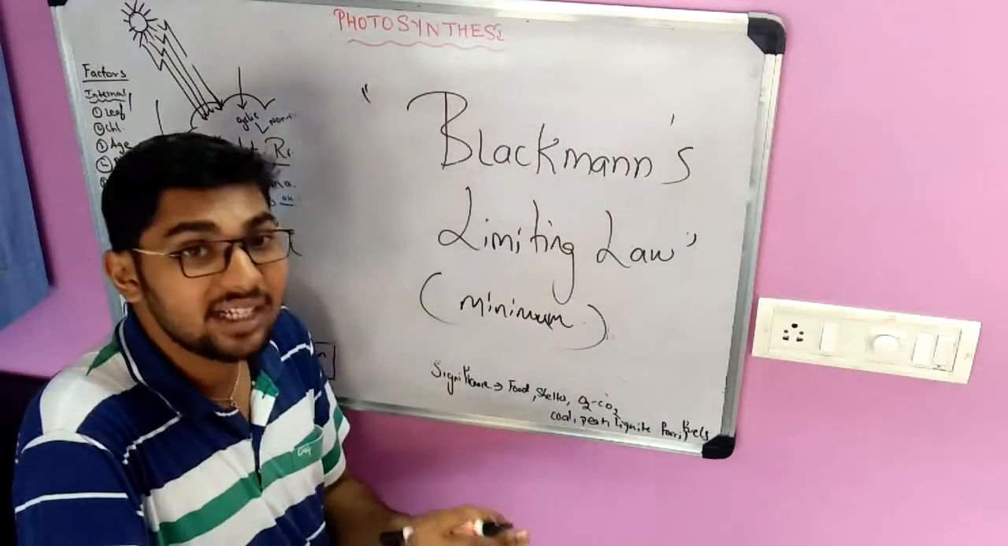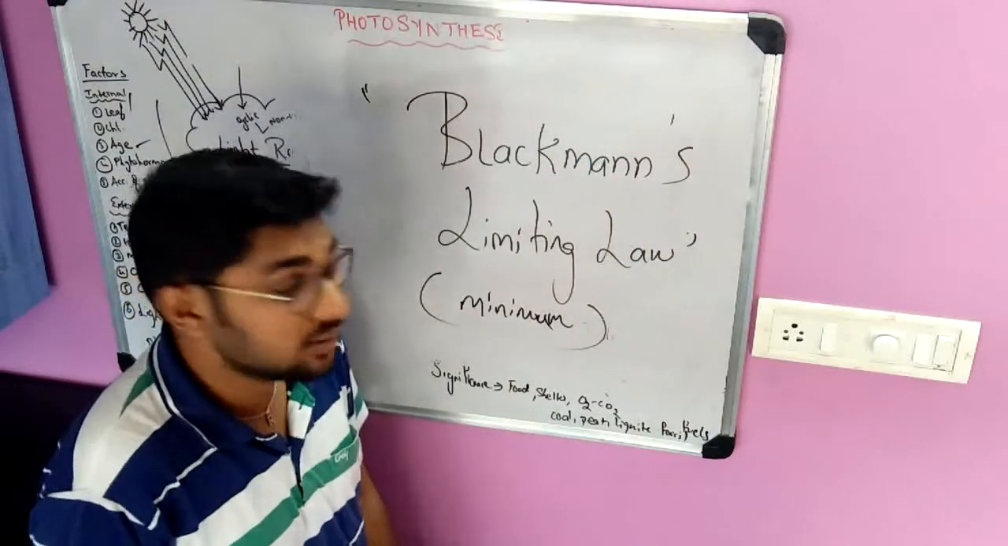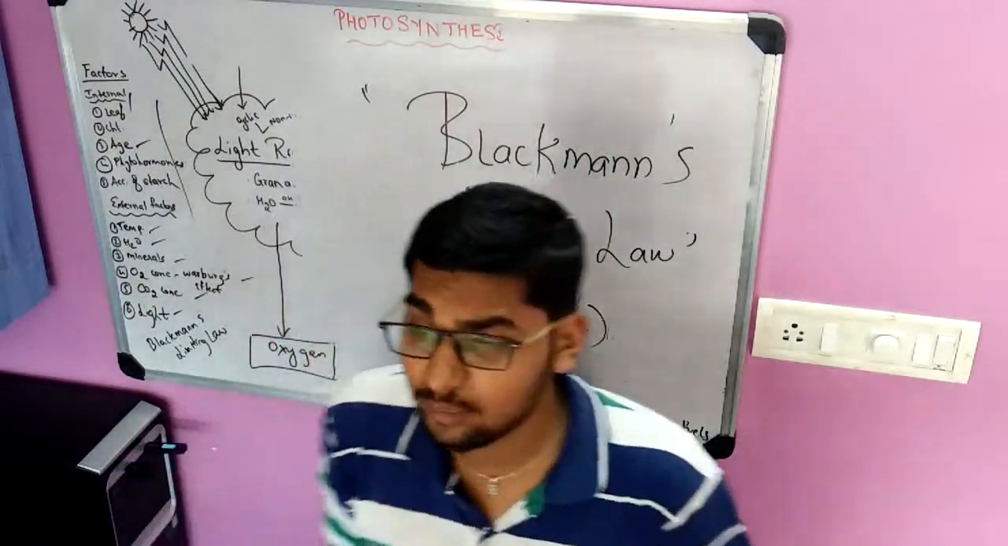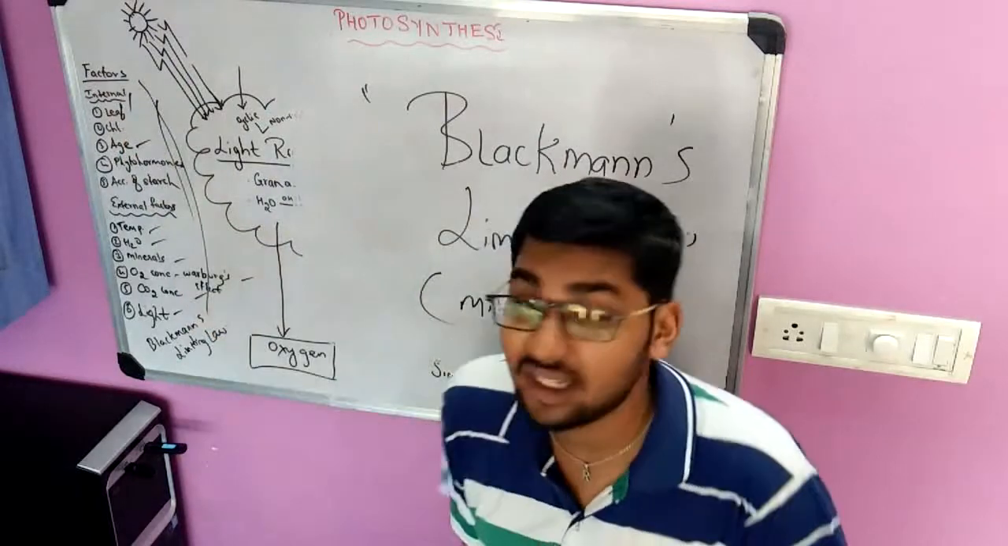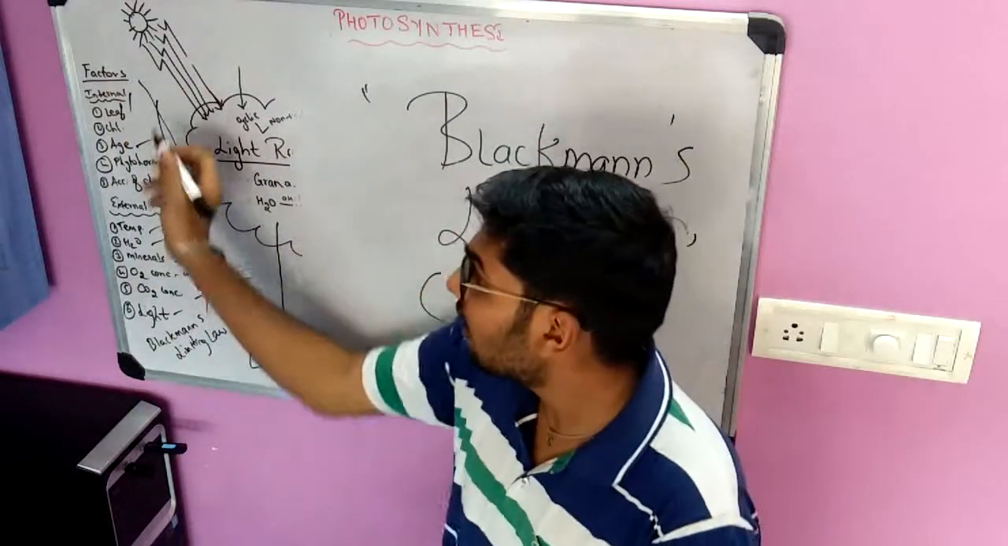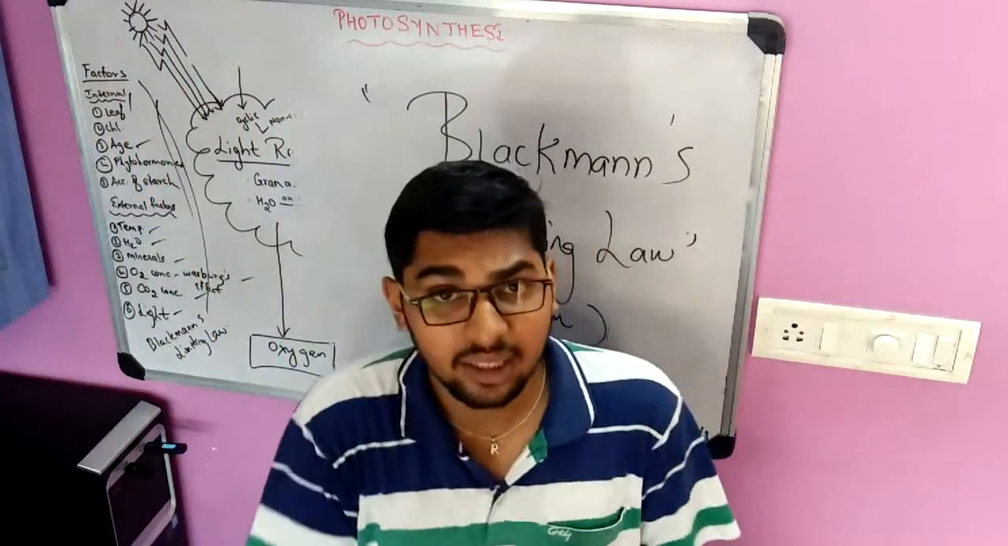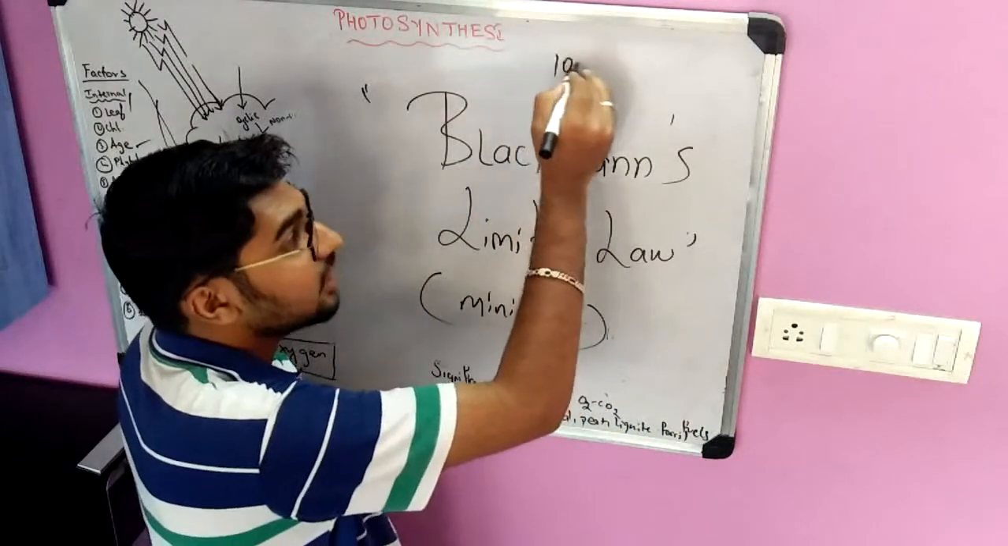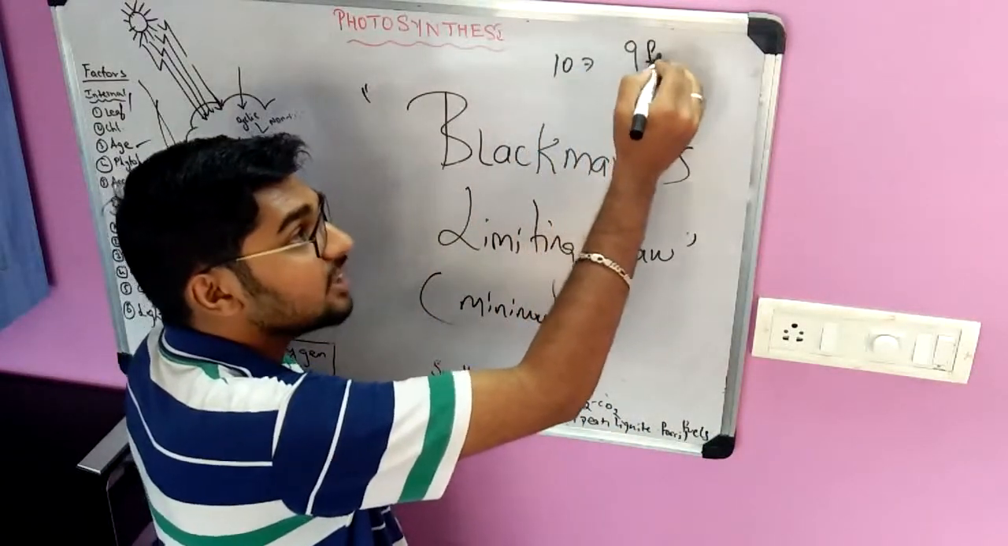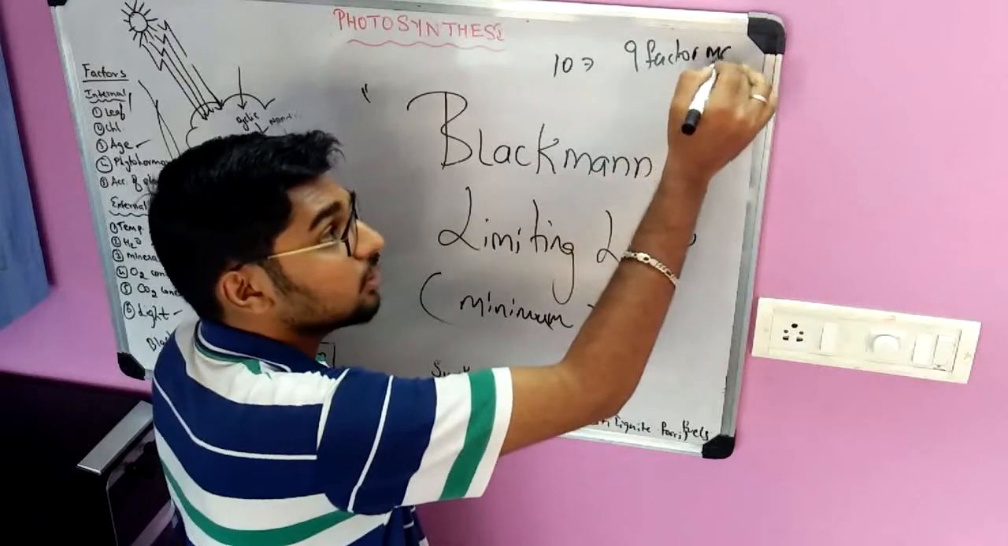The slowest factor decides the rate of photosynthesis. I will explain this. What does this mean? Now you have so many factors, 10 to 12 factors. Out of those 10 factors, let us consider that I give 9 factors in maximum quantity.